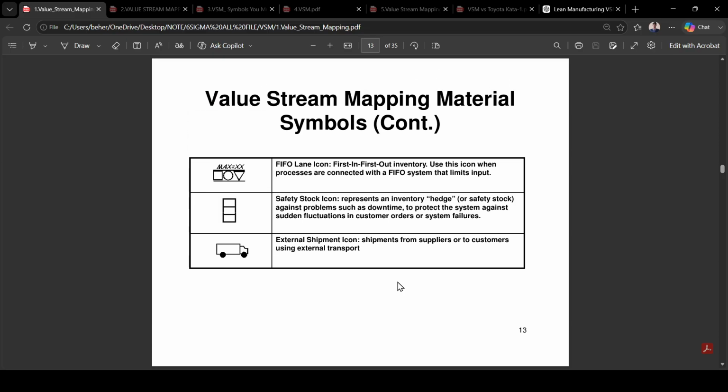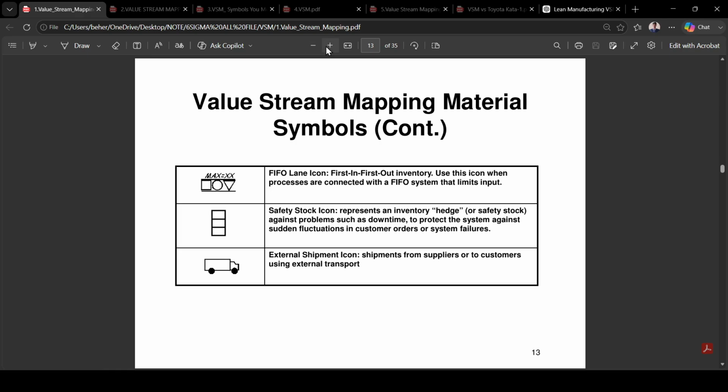Then the first-in first-out inventory icon. Use this icon when the processes are connected with a FIFO system that limits input. The safety stock icon represents an inventory hedge or safety stock against problems such as downtime, to protect the system. And this is the external shipment icon, shipped from the supplier or to the customer using external transport.